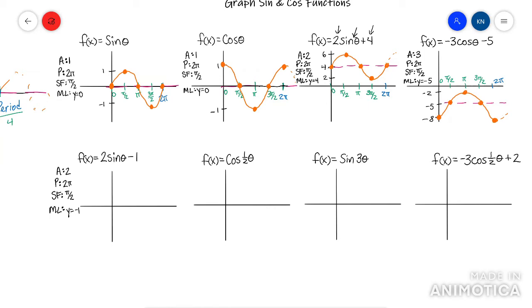So I start at my midline. That's here. My amplitude, I'm going to go up 2. I know mine's not to scale. I don't really care about scale. So I went up 2, down 2 because of my amplitude to get those numbers. The period is 2 pi. I'm going to go ahead and do my scale factor.